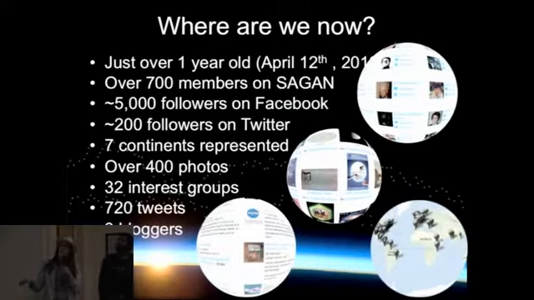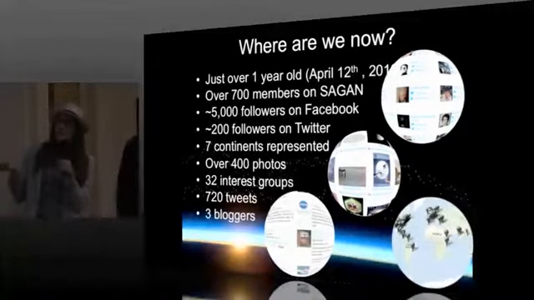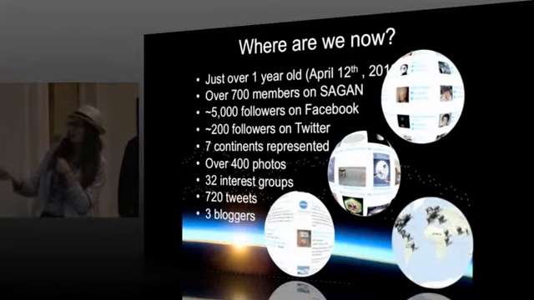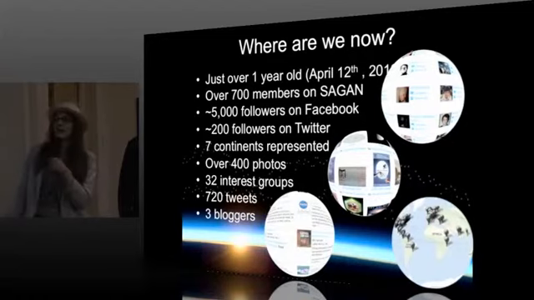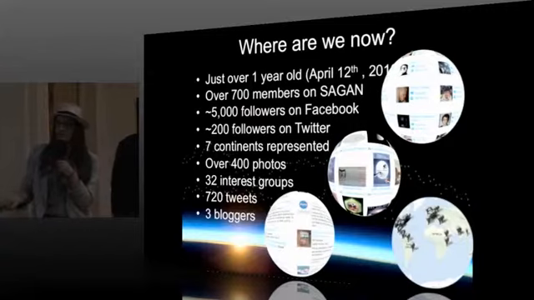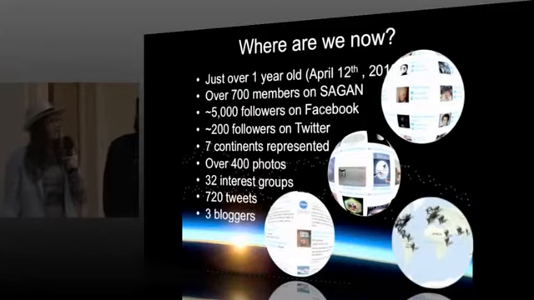And where we are now, we officially launched just over a year ago on April 12th, 2012 at the Astrobiology Science Conference. We have over 700 members, over 5,000 followers on Facebook and 200 on Twitter. We're represented on 7 continents. Here's our member map. You can place your little pin where you're at. We have 32 interest groups, so people have created their own interest groups. We've tweeted 720 times, and we have 3 bloggers.